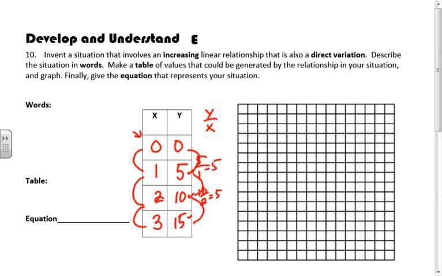So these always add 5, and this side we're always adding 1. And so when we divide y by x, we always get 5. That's a direct variation. All right, now we need to create the words for this situation.